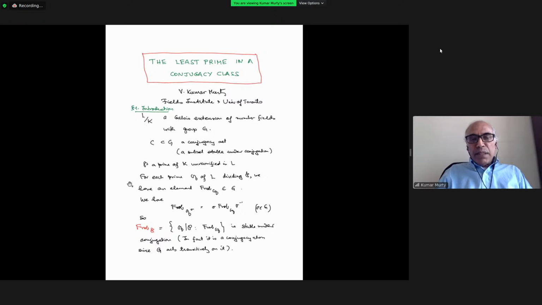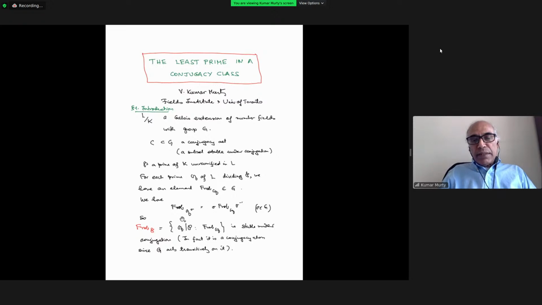And for every prime Q, let's say, in the top field that divides P in the bottom field, you get an element of the Galois group called the Frobenius automorphism. It's simply the unique lift of the map on the extension of residue fields, which raises elements to the power equal to the size of the residue field of P. That gives you an element in the Galois group.